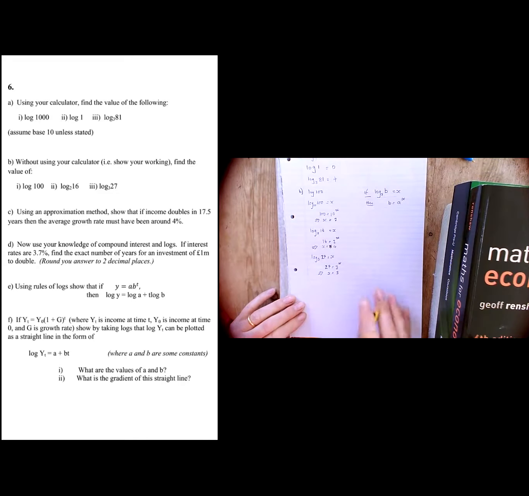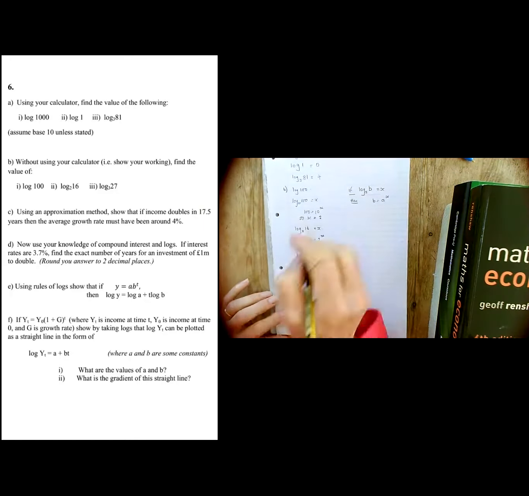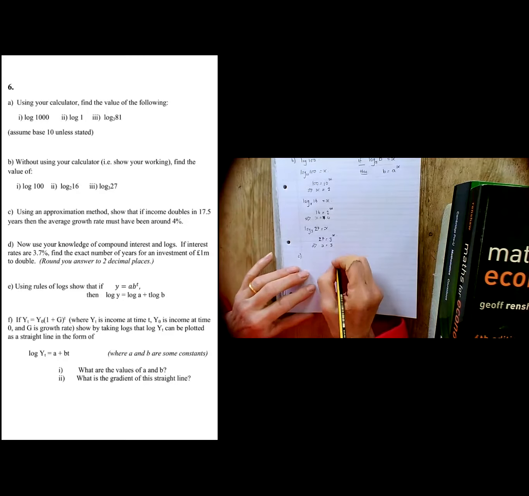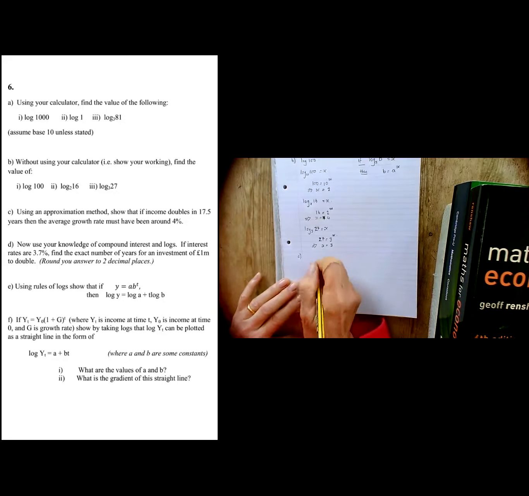Using an approximation method, the famous approximation method, which I know you've done in Introduction to Economics, show that if income doubles in 17.5 years, then the average growth rate must have been 4%. So this is the famous 70 rule.